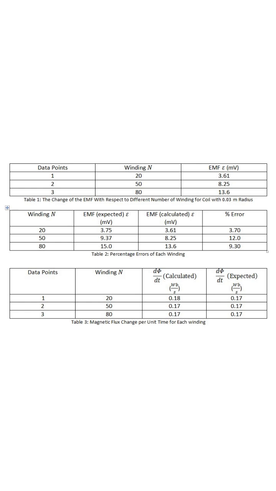When I compared them, I encountered some errors which are 3.70%, 12%, and 9.30% respectively. They may arise from some reasons such as failing to achieve a perfect right angle, not providing a smooth circle, measurement errors, and external electromagnetic interferences. Additionally, in this part, I wanted to show you that the magnetic flux change per unit time does not depend on the number of windings.